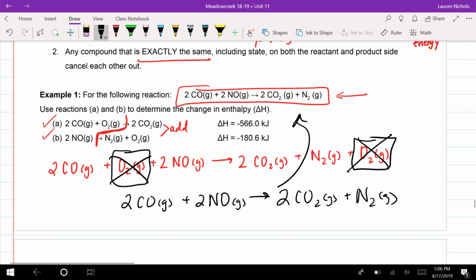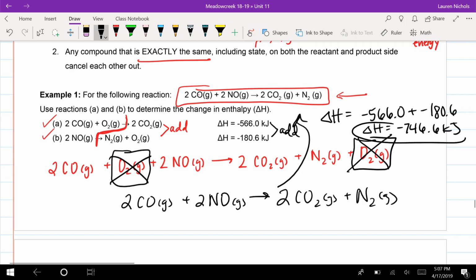Because we added our formulas to get that matching equation, all you have to do is add these 2 numbers. So our delta H would be negative 566.0 plus negative 180.6, and that will give us negative 746.6 kilojoules. And that's it. So essentially on your test, guys, if you see a problem like this, add your 2 numbers together.